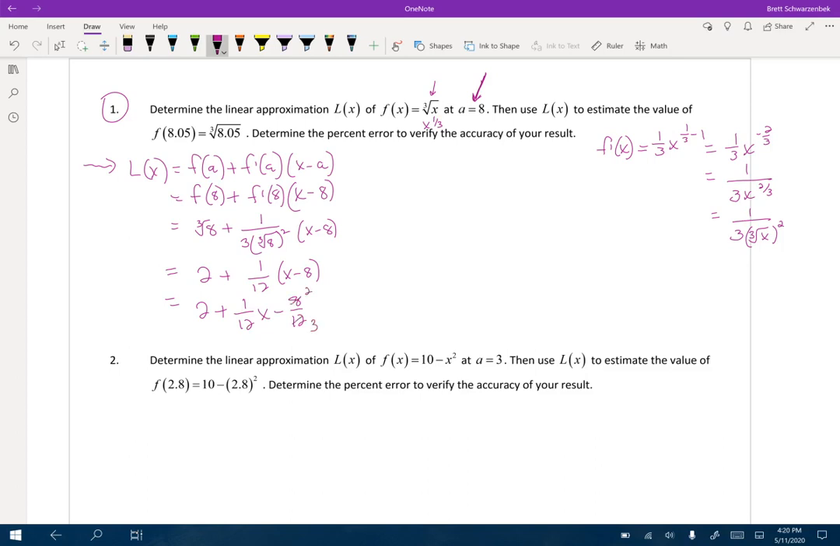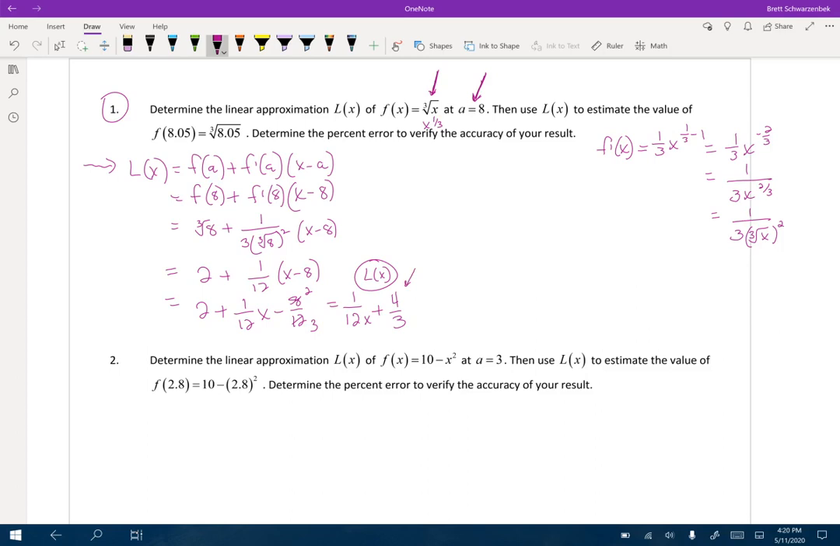Okay, if we put this all together and collect like terms, we're going to get 1/12 x plus 4/3 as our linear approximation. Okay, so what does that mean? That means right now on the curve cube root of x, I have gone to 8, and I have made a tangent line. That tangent line's equation is 1/12 x plus 4/3.